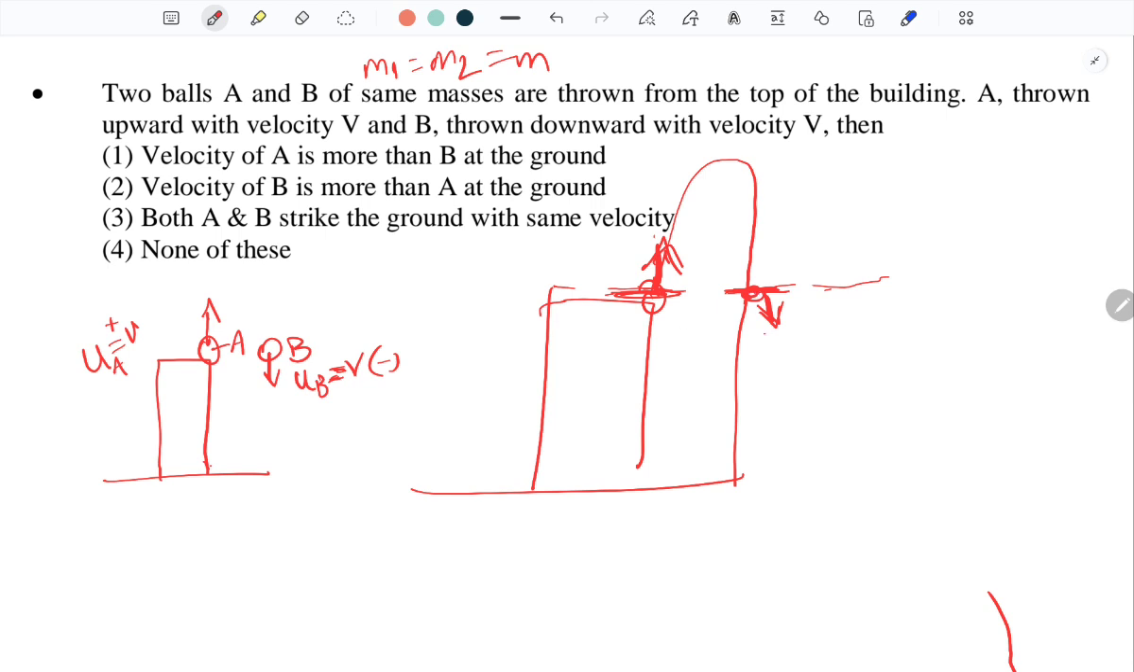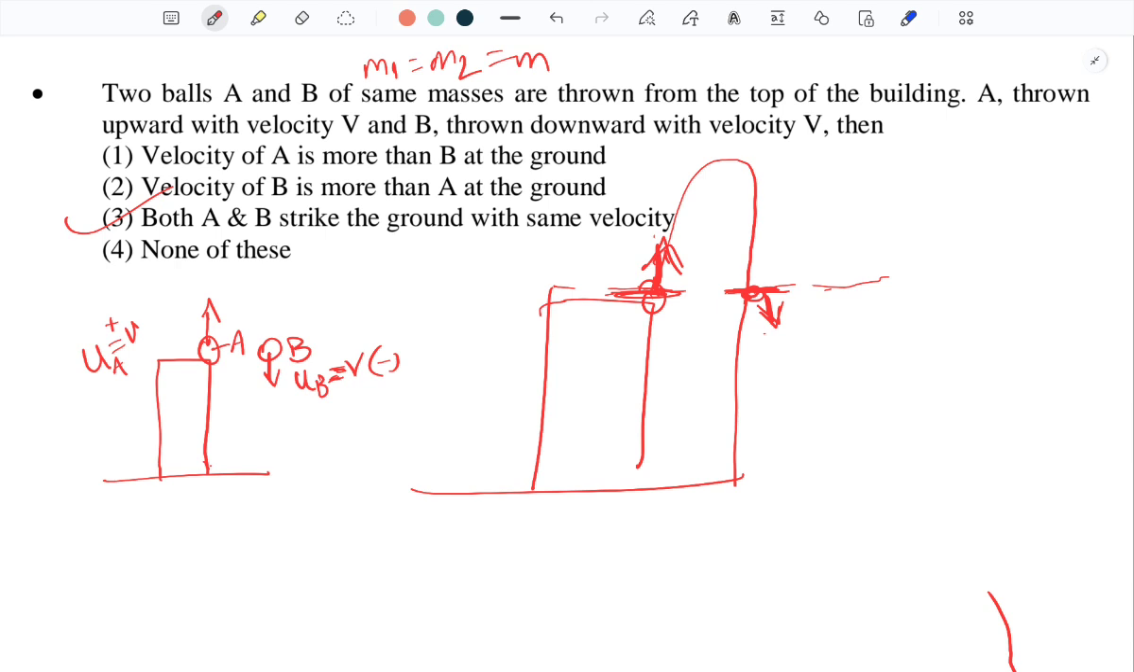So basically what is happening, A takes a bigger path, B takes from here. But when A reaches the point of B, its velocity becomes equal to B's. So now it is as if both are going down with the same velocity. Both of them reach the ground with the same velocity. That's the right answer. Both A and B strike the ground with the same velocity. So this needs to be understood.